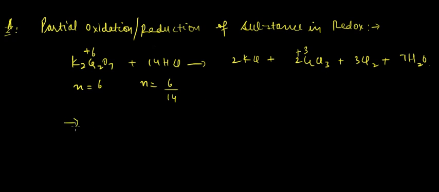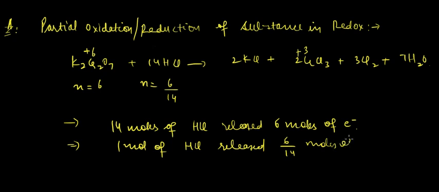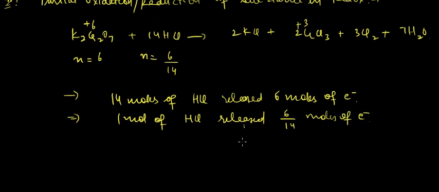Okay, so just writing it that 14 moles of HCl released 6 moles of electrons that were captured by chromium, and this implies that 1 mole of HCl released 6 by 14 moles of electron. Okay, so therefore n factor for HCl would be 6 over 14.